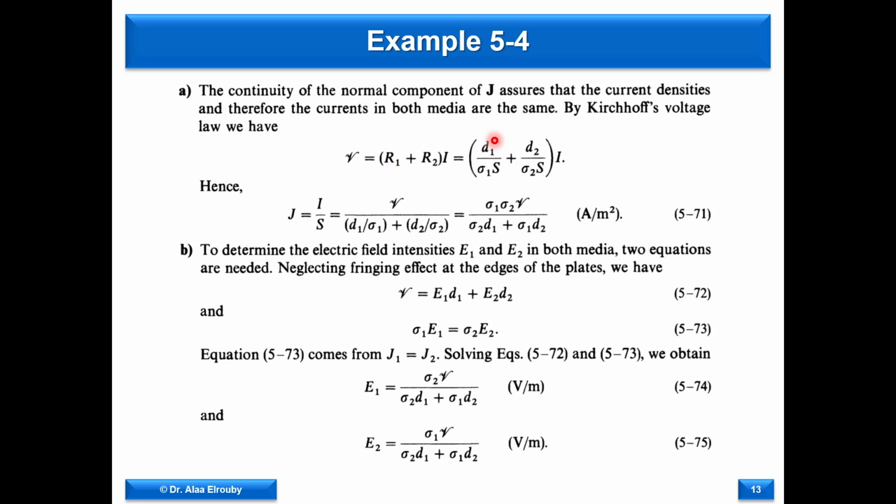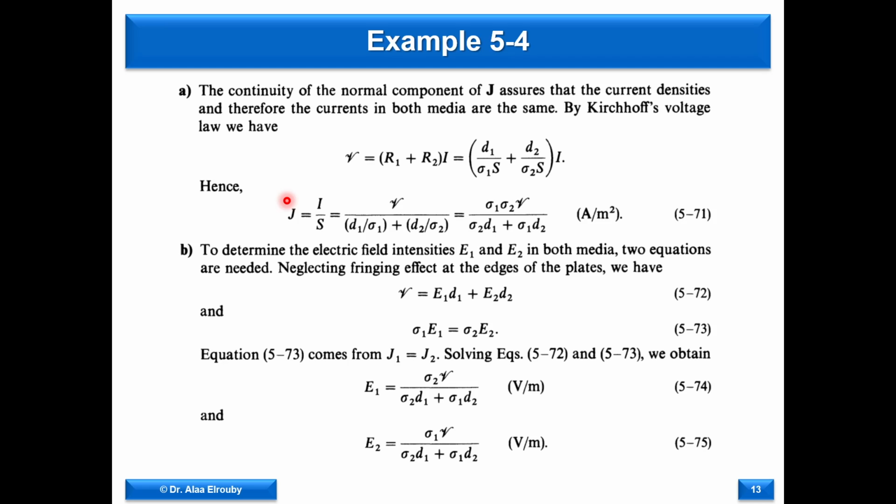R1, we know, is length divided by conductivity and cross section. We know that J equals I over S. So if we take I over S from here, what is left is V divided by this bracket without the S, which is D1 over sigma 1 plus D2 over sigma 2. We just do the math, and now we have the first requirement, which is the current density.